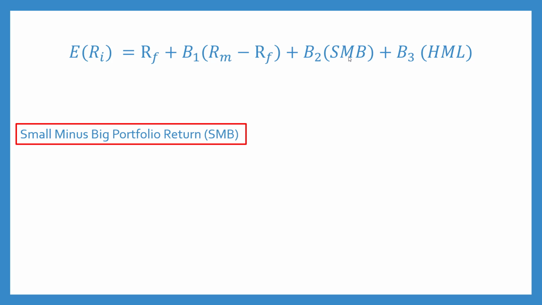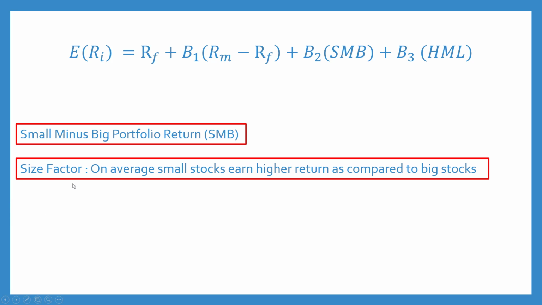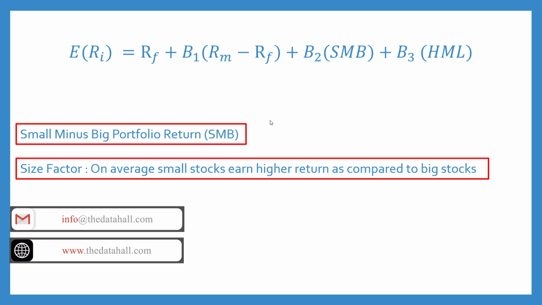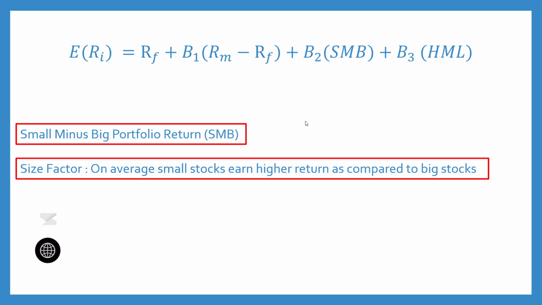Let's discuss SMB. SMB stands for small minus big. That is, we take the returns of the small portfolio and deduct the returns of the big portfolio. That is where the word SMB comes from. Now, this represents the size factor. So what we say is that on average, small stocks earn a higher return compared to big stocks. That is what the size factor or the size effect is. Generally, it has been seen that the portfolio with small stocks earns a higher return as compared to the big portfolio.